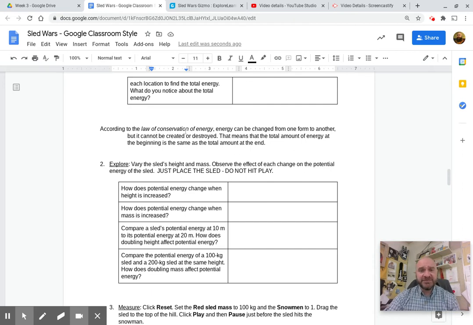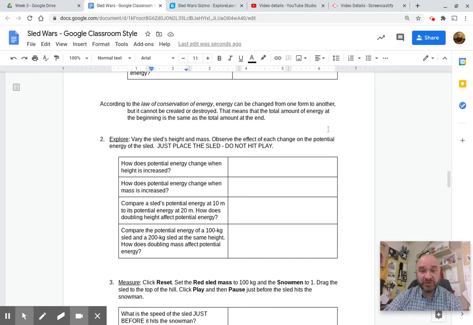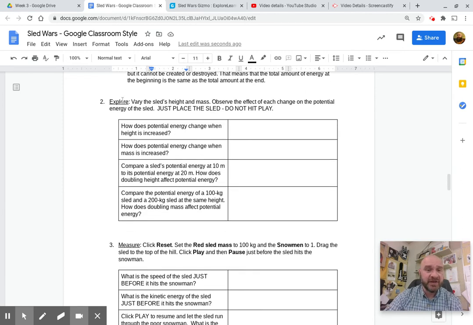According to the law of conservation of energy, energy can be changed from one form to another, but it cannot be created or destroyed. That means that the total amount of energy at the beginning is the same as the total amount at the end. So this is important. We're going to vary, which means to change, the sled's height and mass. Observe the effect of each change on the potential energy. Just place the sled. Do not hit play.